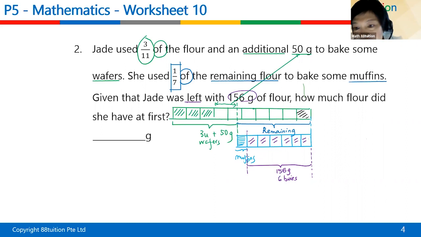Let's take a look at Risky. Risky, can you tell me how you can find 1 unit of purple here? 1 unit of purple. Yeah. 100.